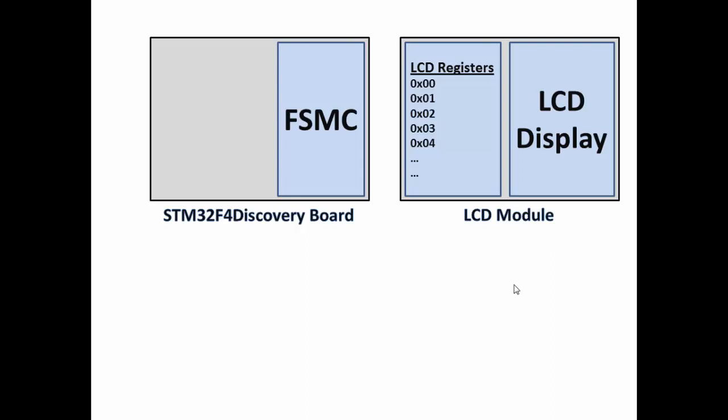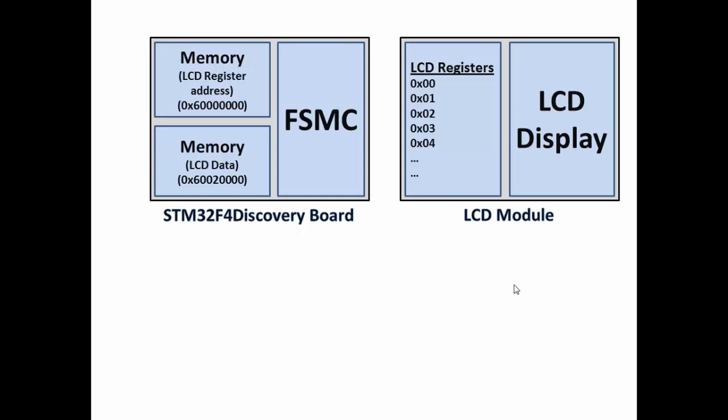Now next question is how we will write some data on some specific address of the LCD. For this we will use the FSMC peripheral of the microcontroller present on the discovery board, and we will configure and initialize the FSMC in such a way that FSMC will write our data on a given register address on the LCD. Now next question is, how actually this happens? I mean how we will tell FSMC to write data, and how we will tell on which register the data has to be written. For this we will use two memory locations on our discovery board.